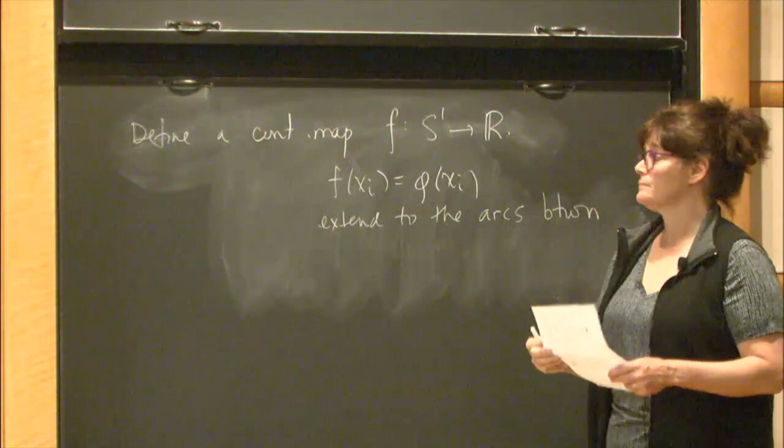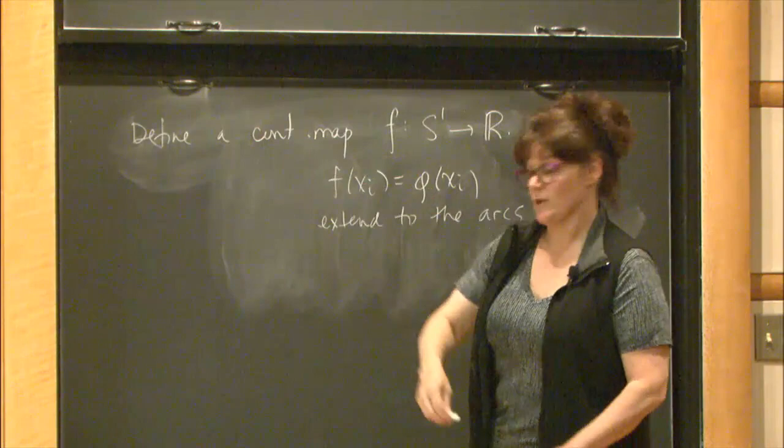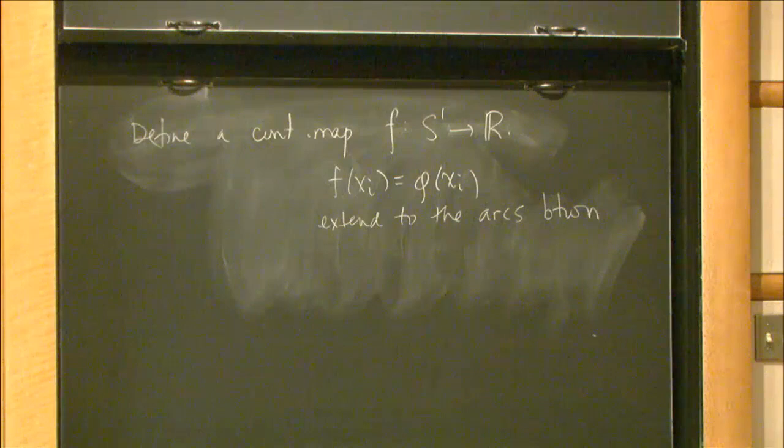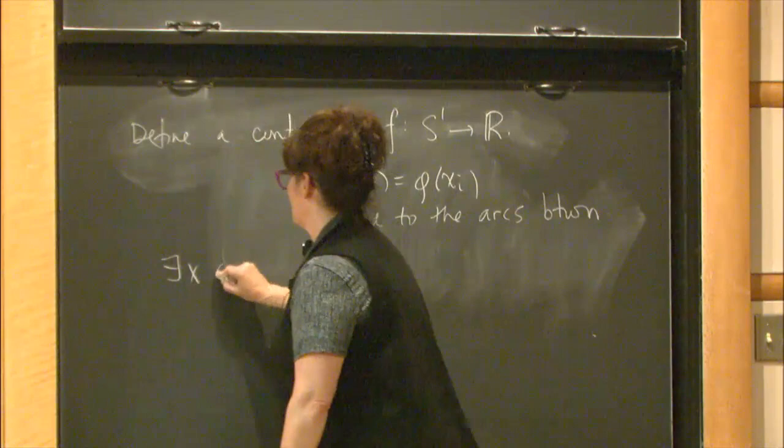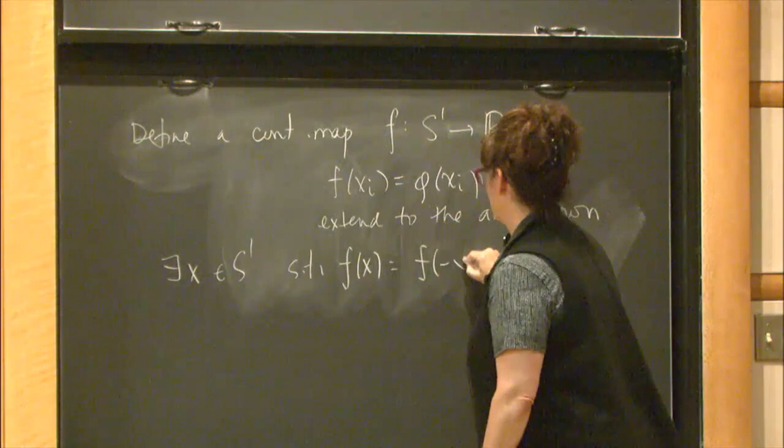And now what you get is you get to use the result. So there is a pair of points, a pair of antipodal points. So maybe here's that one and here's the other one, x_{i+n}. There's the other little red arc that's across from it. And there's some blue point that gets mapped to its antipodal point. Right? All right, so there exists an x in S1 such that f(x) is equal to f(-x). OK?